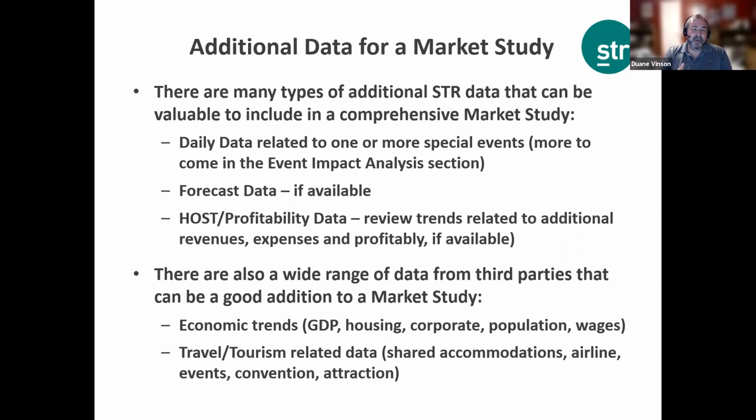Host and profitability data: you could review trends related to additional revenues, expenses, different operating ratios. If you were doing a comprehensive version, you would. Also, other types of non-STR related data, third-party data that you could pull in, different economic data, and different travel and tourism related data.